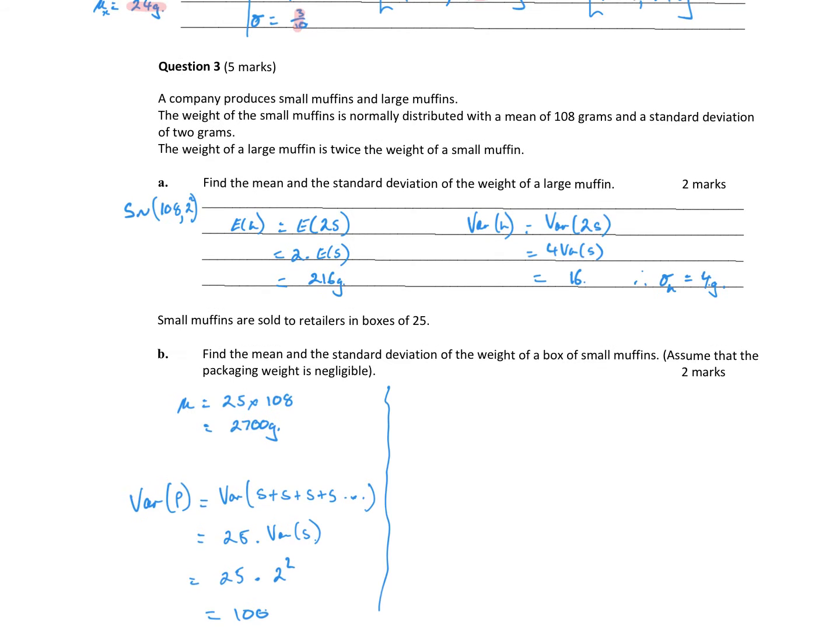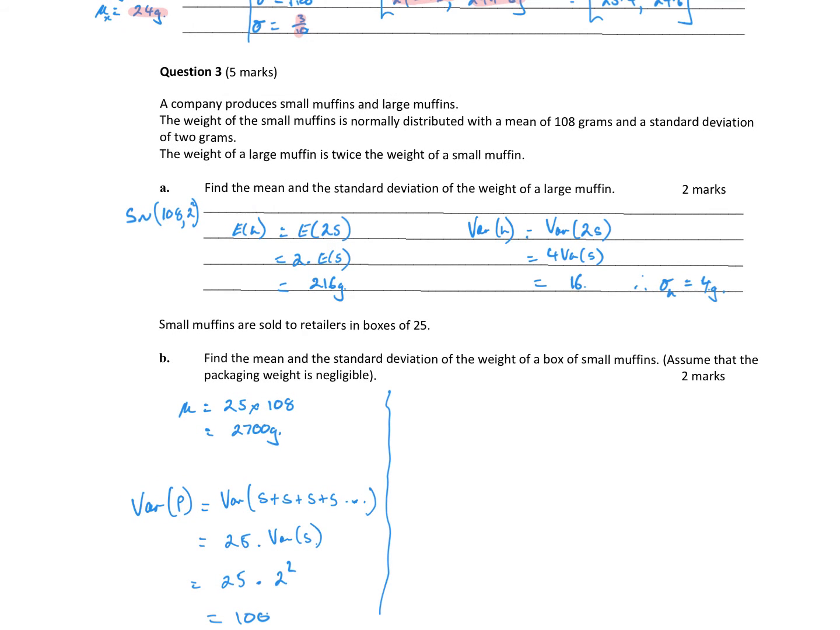All right. What have we got here? This one looks more, it could still be tech-free. A company produces small muffins and large muffins. The weight of the small muffins is normally distributed with a mean of 108 and a standard deviation of 2. The weight of the large muffin is twice the weight of the small muffin. Okay, so find the mean and standard deviation of the weights of the large muffin.